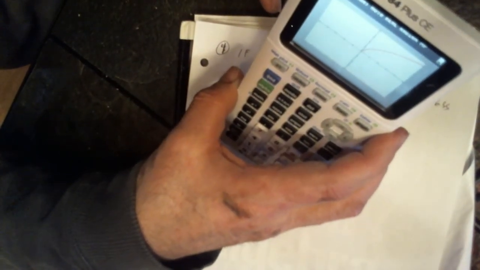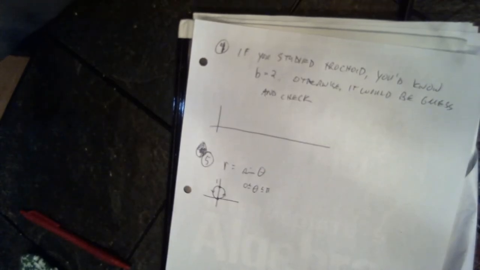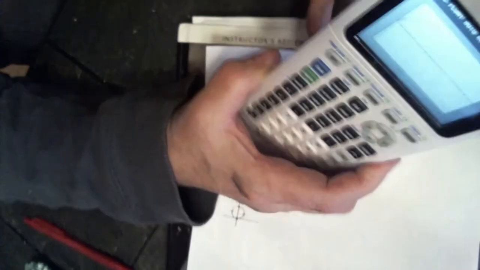All right, so that's the start of it. And it comes bumping on down. Let's go from 0 to that much. Let's see if we get the right shape. So it's graphing now. There we go.